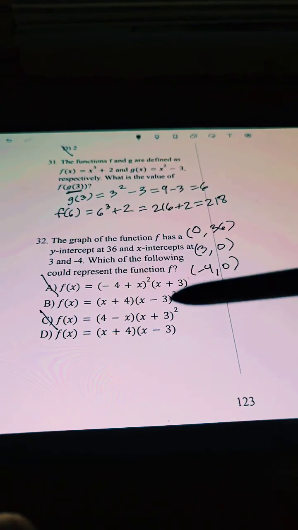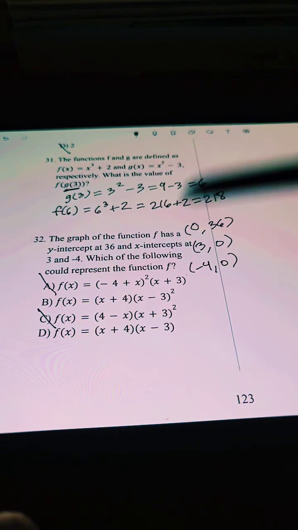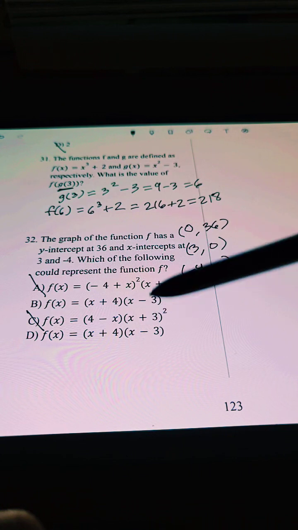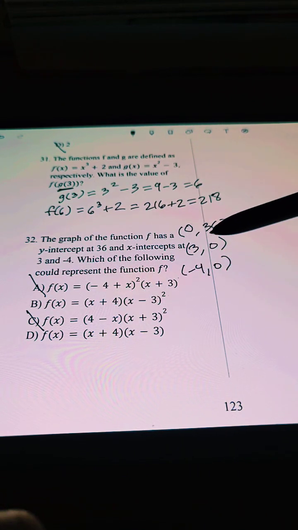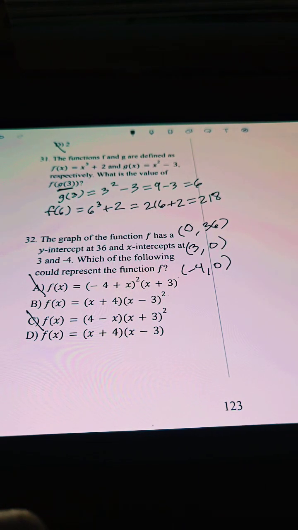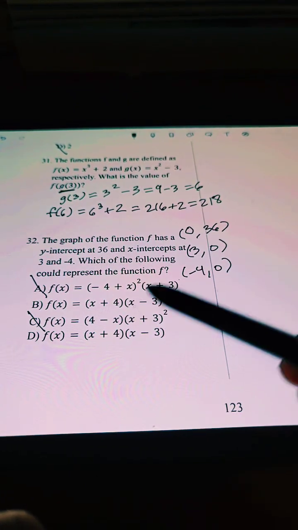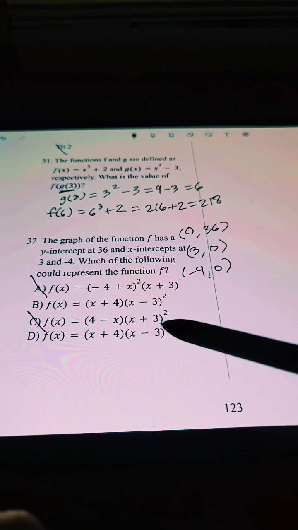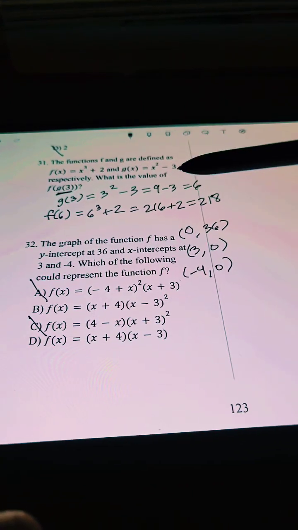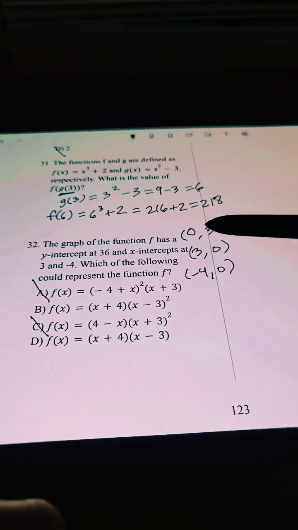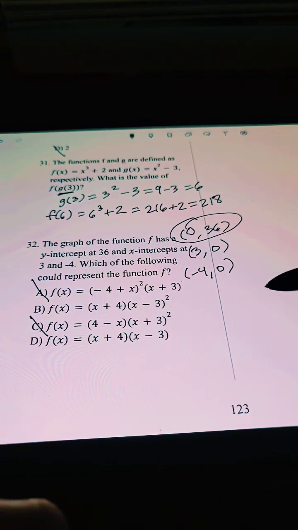So now I'm just going to have to look between B and D, and you'll see that both of these have 3 as your x-intercept, because when you plug in 3 for x, you get 0. So now that you've eliminated half the answer choices, what you can do is plug in this point right here to help you out.